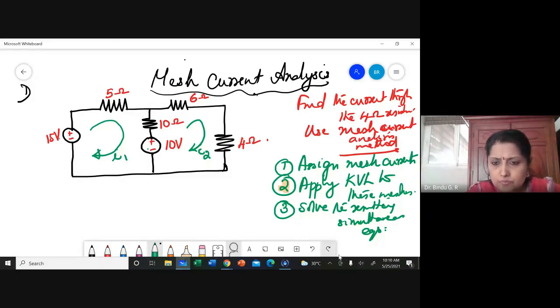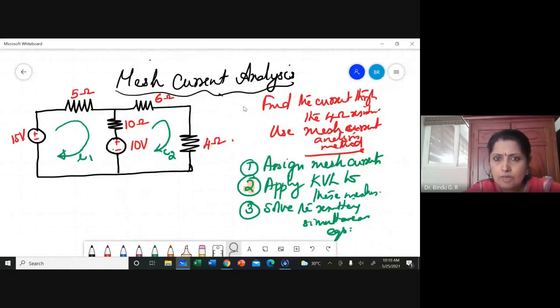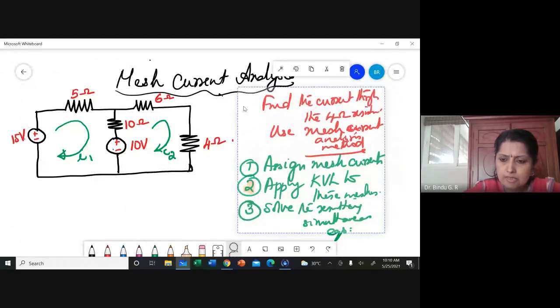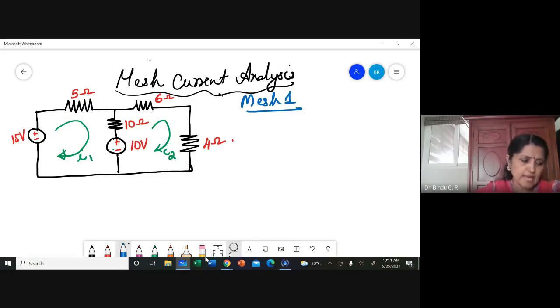Now let's write the equations. Shall we consider mesh 1? I'm going to write the equation for mesh 1, considering mesh 1 and applying KVL, Kirchhoff's voltage law, to mesh 1.